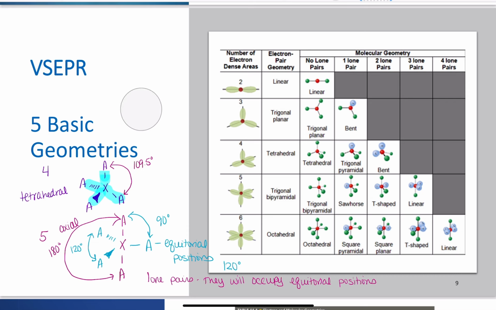And lastly, I'm going to draw it up here for space. If you have 6 areas of electron density, we call this octahedral. 1, 2, 3, 4, 5, and 6. Now, I forgot to name number 5 for you. I'm sorry. Trigonal bipyramidal.